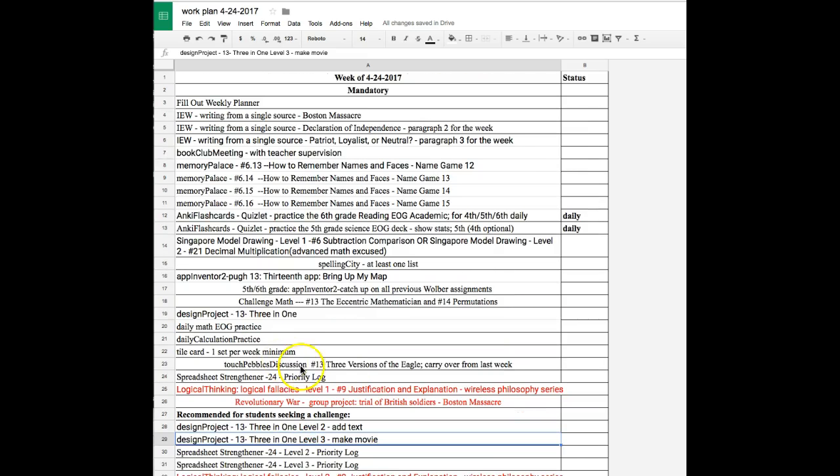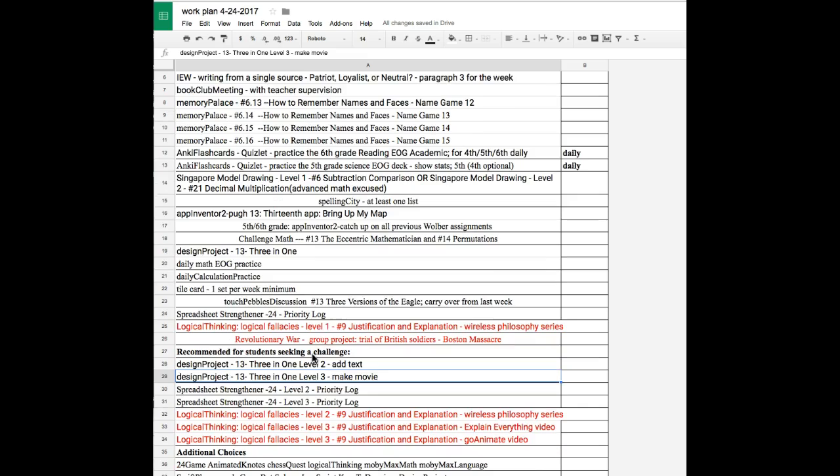So I think the children will enjoy that design project, and that they'll also enjoy having that trial about the Boston Massacre.